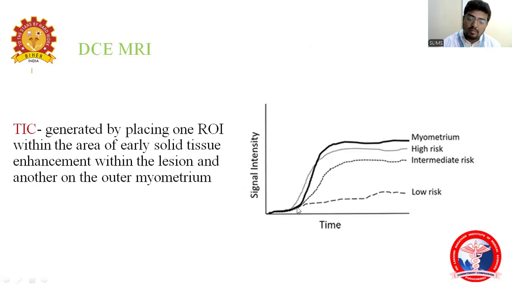Here we are able to see in the normal myometrium, in the early phase, there is a steep rise in the signal intensity due to increased enhancement, followed by a plateau kind of phase. And in case of a high-risk lesion, the initial steep increase in signal intensity will be more than that of the myometrium. In this case, it will be considered as high risk. In the intermediate, the initial steep rise will be less than that of the myometrium. In that case, it will be considered as intermediate risk. And in the low risk category, the lesion doesn't show any steep increase in signal intensity after post-contrast enhancement, and it will be considered as low risk.